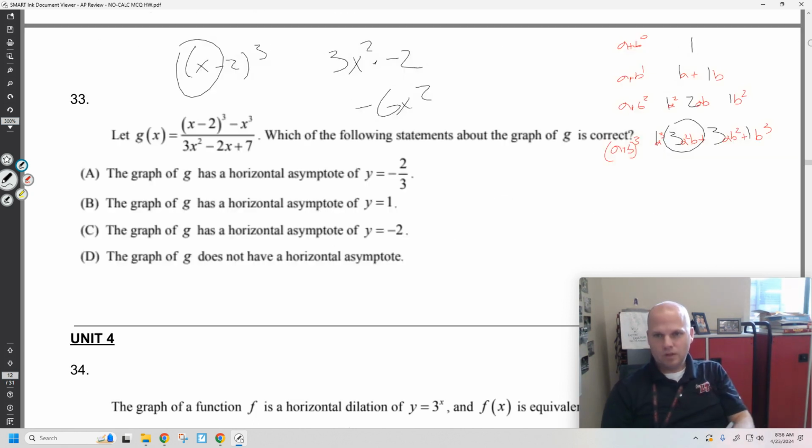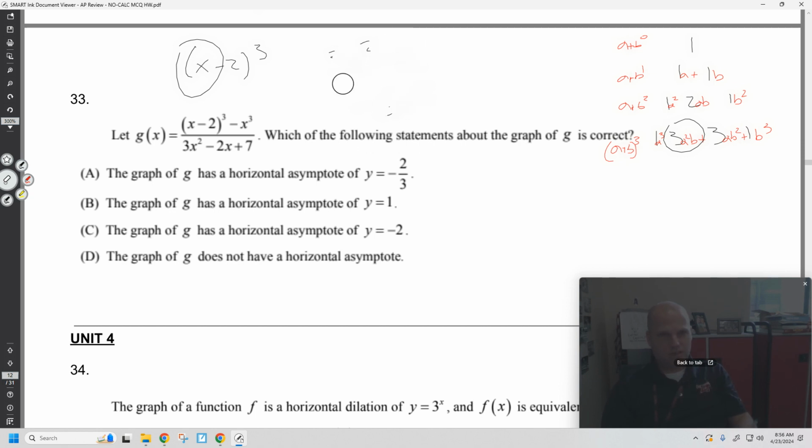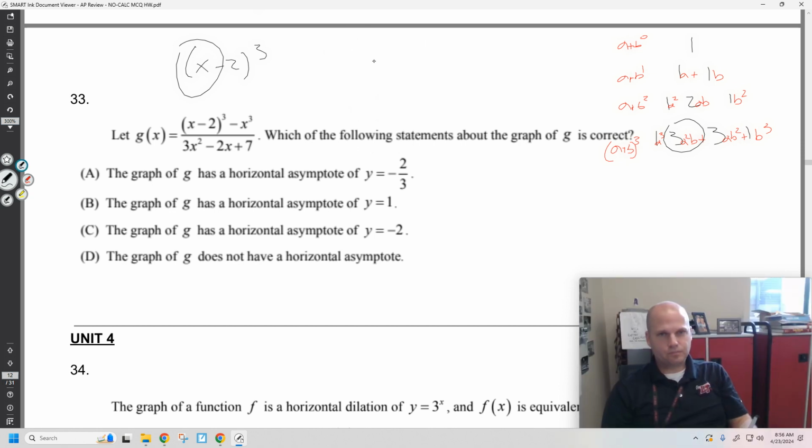Or just do the math and multiply things out. Let's square x minus 2 and then multiply by another x minus 2. We get x squared minus 4x plus 4 times x minus 2. I'd have an x cubed. I have negative 2x squareds, and then negative 4x squared, which is negative 6x squared, just like I suspected.